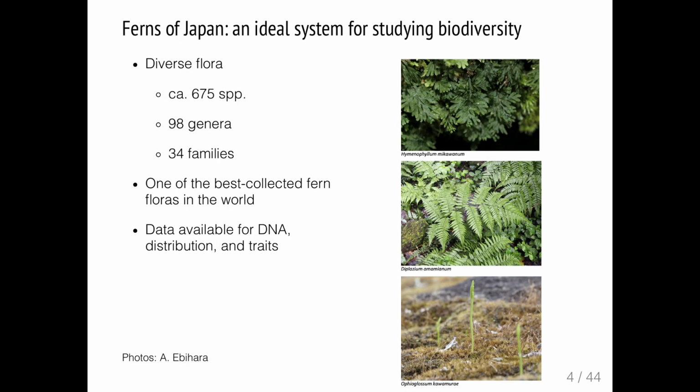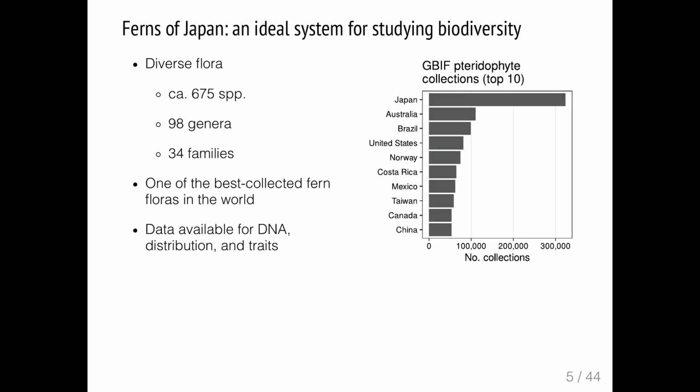Here, we introduce the ferns of Japan as a model system for studying biodiversity. They are quite diverse overall, including nearly 675 species representing 98 genera and 34 families. They are extremely well sampled. In fact, according to GBIF, they have by far the most collections of any country. Nearly complete sampling is available for DNA, distributions, and traits.